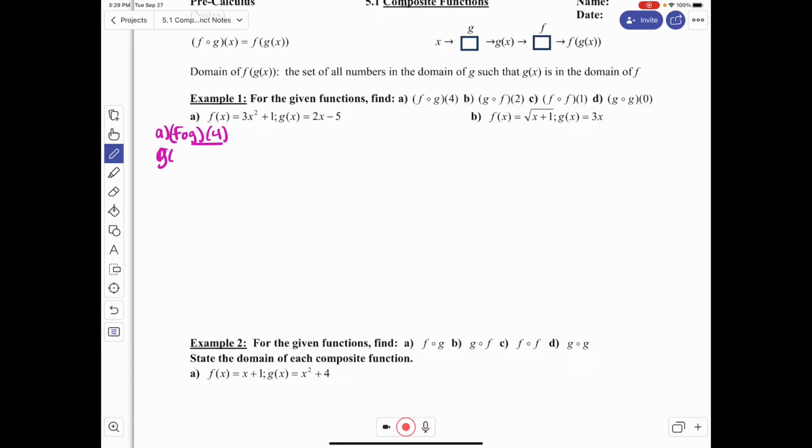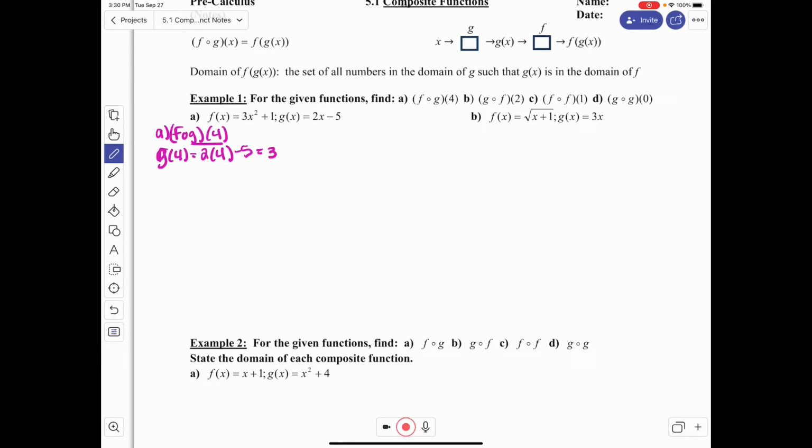So we have g of 4. You're going to plug 4 into your g of x function. So we have 2 times 4 minus 5. It's super important to get this correct because that will affect your entire answer. So 2 times 4 is 8. 8 minus 5 is 3.